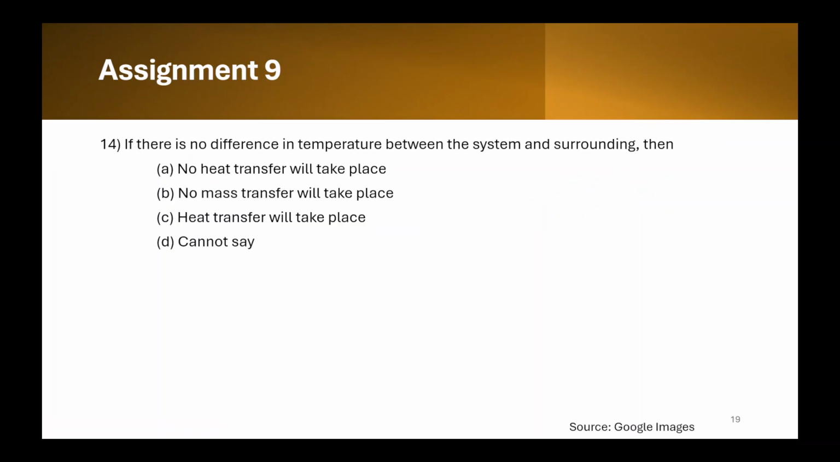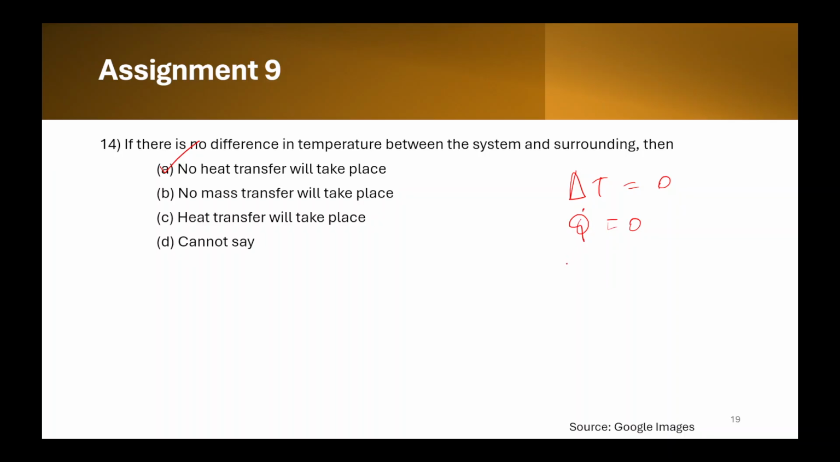Next question, if there is no difference in temperature between the system and surrounding, then no heat transfer will take place, no mass transfer will take place, heat transfer will take place, or cannot say. So the most appropriate answer here will be no heat transfer will take place, because the driving force for heat transfer is delta T. If the delta T is 0, then Q will also be 0.